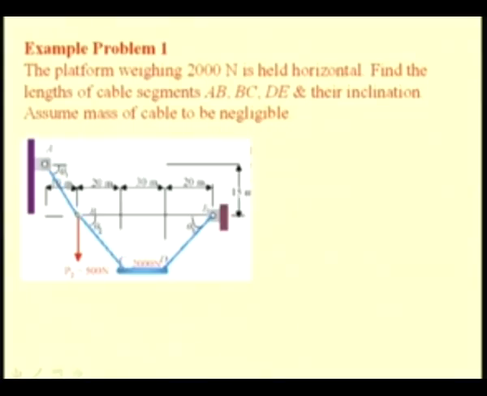The lengths of these cables AB, BC and DE and their inclinations are to be found. We know these horizontal spans, that is the span between AB, between BC, CD and DE. For this analysis, we assume the mass of the cable to be negligible. So, in order to proceed, we consider the free body diagram of the complete cable.